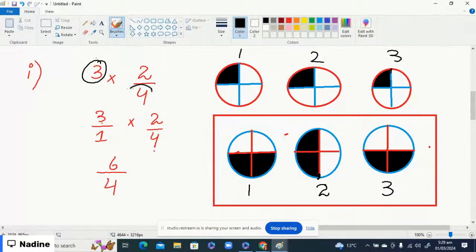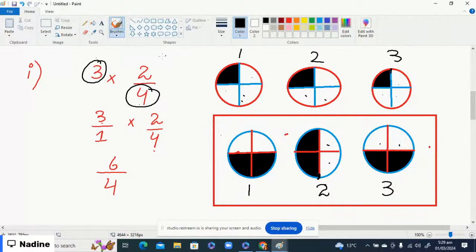Now what does this 4 show? 4 shows how many parts are in each circle. 1, 2, 3, 4. This is right. 1, 2, 3, 4. This is also right. So each circle is divided into 4 equal parts.